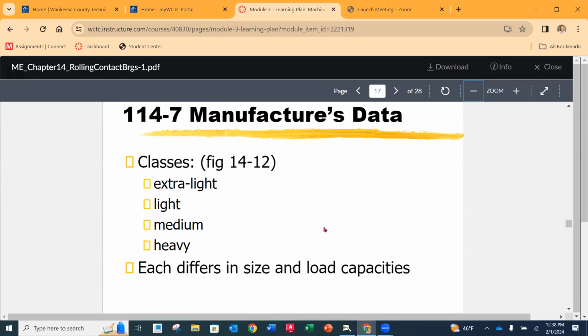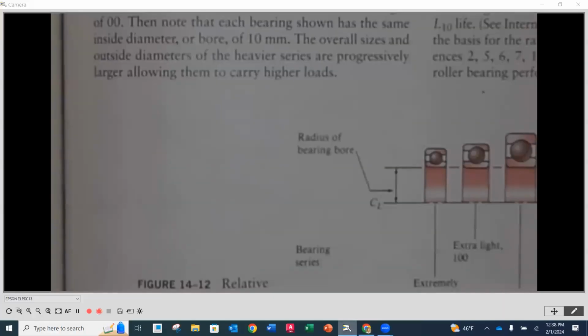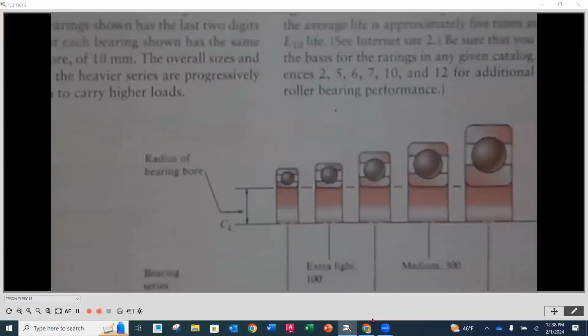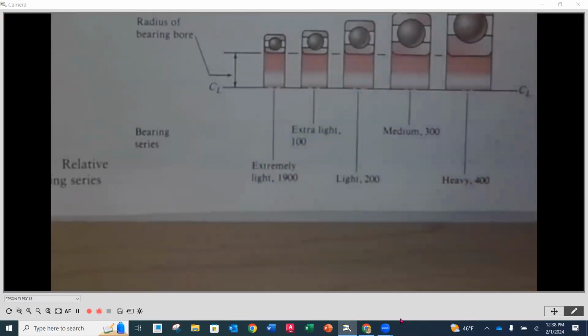Now, manufacturer's data. Bearing manufacturers have a standard that they need to live by. So there are standard classes of bearings. And if we look at the bottom of page 571, we're going to see this illustration. Zoom out just a bit.